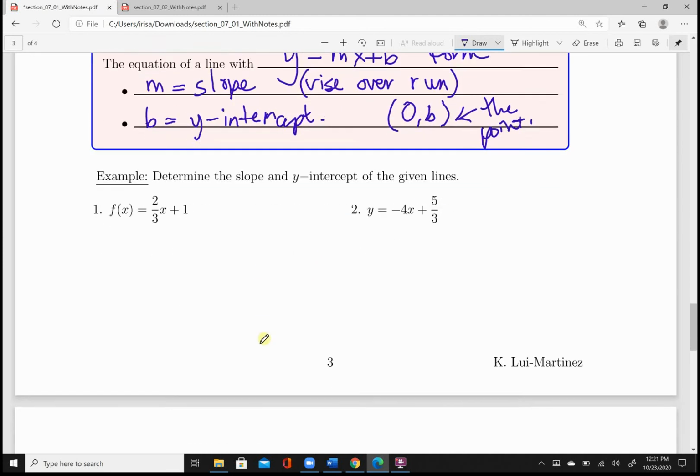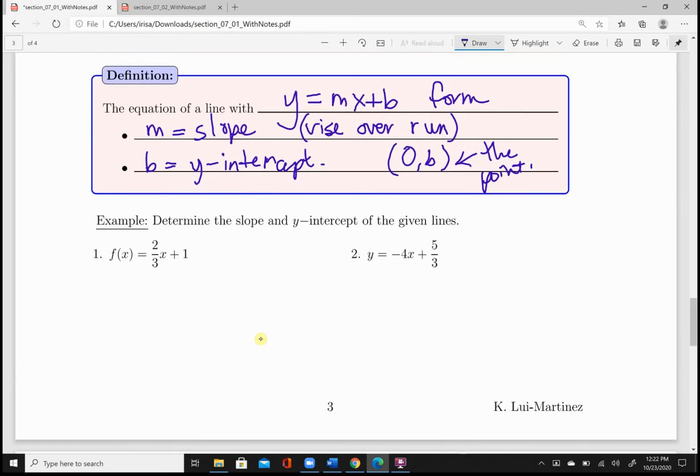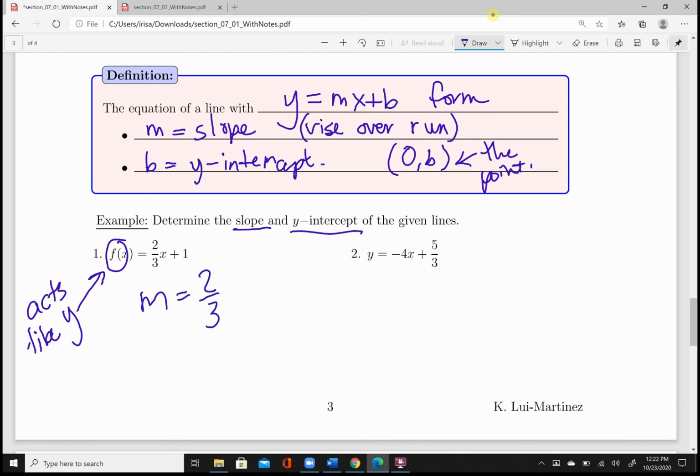Okay, now when your equation is in this form, y equals mx plus b, or in this case f of x, which acts like y, you could just look at the coefficient of the x term in order to determine what the slope is. So we'll have slope, right, because we're trying to find the slope and the y-intercept for each one. So slope here is 2/3. And the b, which is the y-intercept, right, this is m, this is b. The b will just be the constant term that's tacked on. And if it's added, then the constant term is positive. And if it's subtracted, then the constant term is negative.